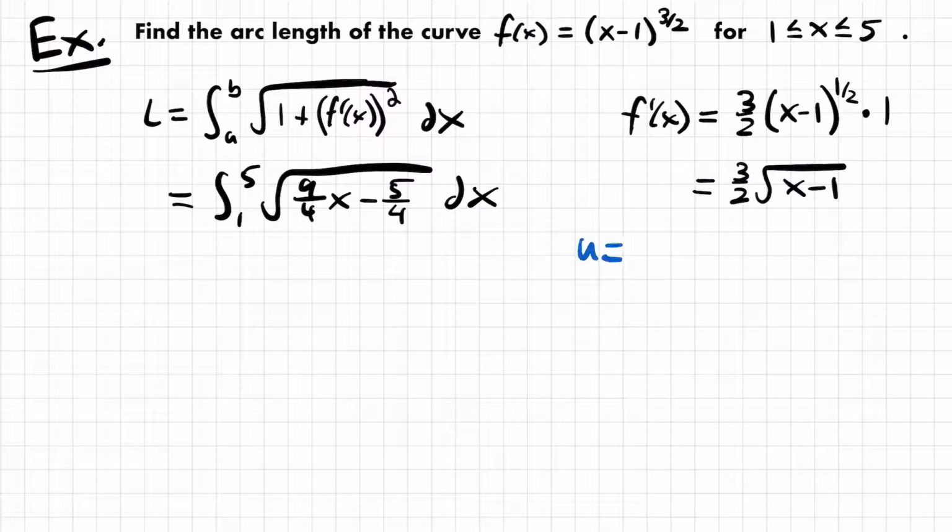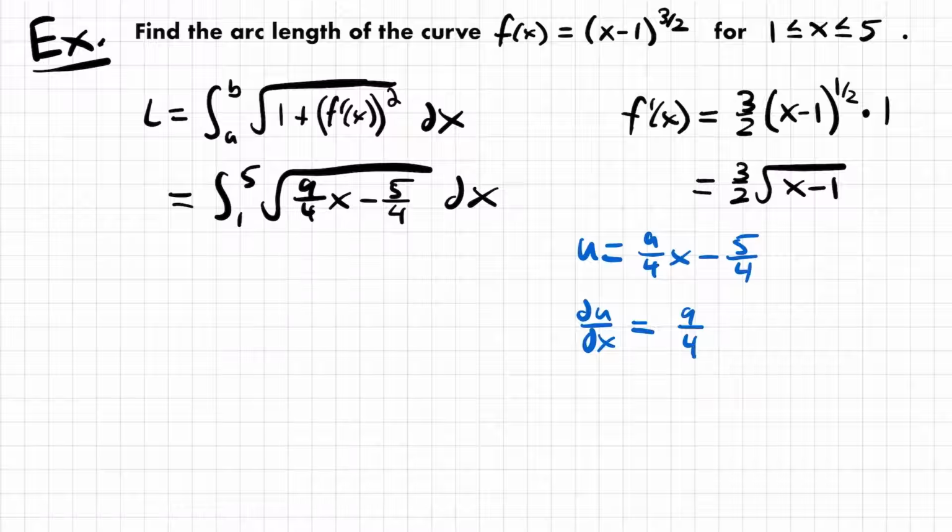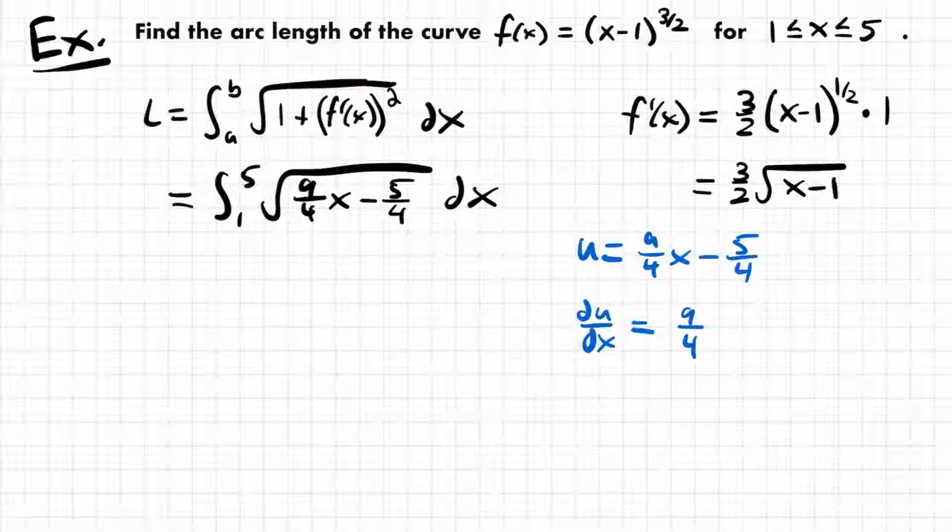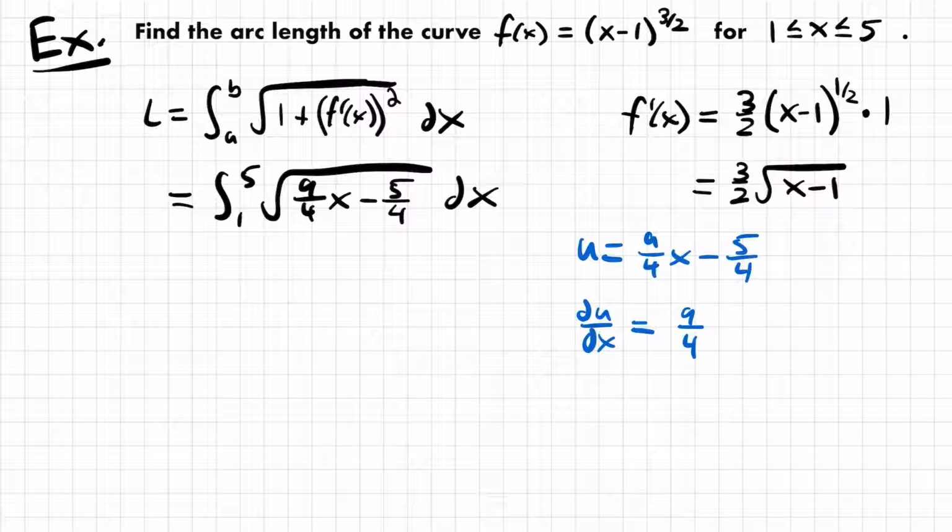So u will be equal to 9/4 times x minus 5/4, and the derivative, du dx, will be equal to 9/4 because the derivative of x to the first power is just equal to its coefficient, 9/4, and the derivative of -5/4, which is a constant, is just 0. All right, and so if we multiply both sides by dx, then du is equal to 9/4 times dx.